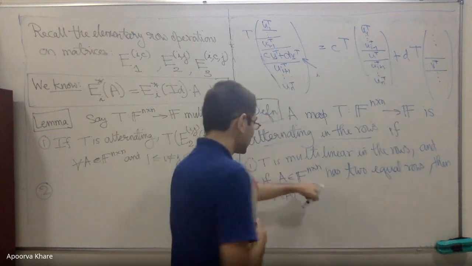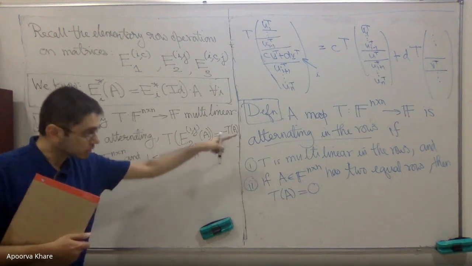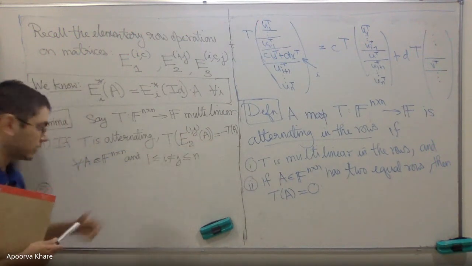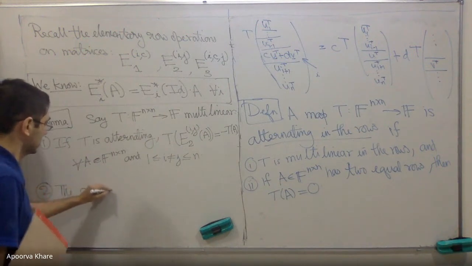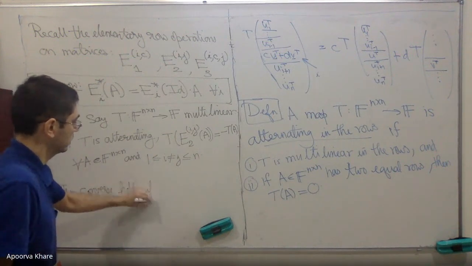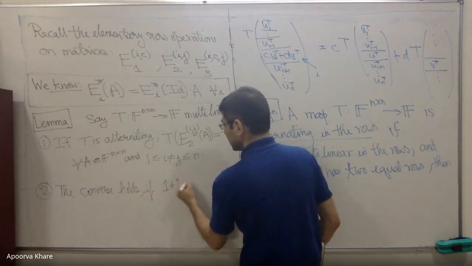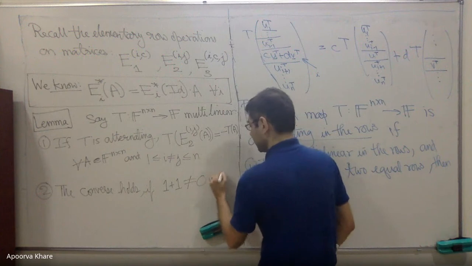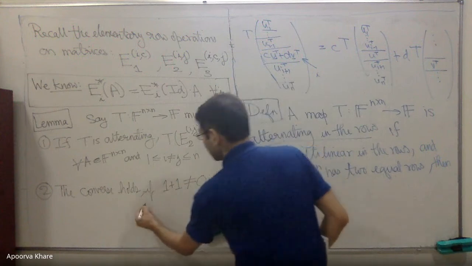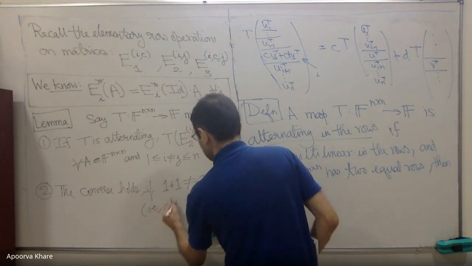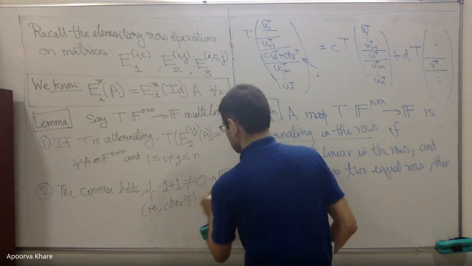The same way, the word alternating does not suggest this. It suggests this, that you get a minus sign when you switch two rows. But we will use the weaker definition and imply this. And the converse holds under one sufficient condition; we need at least one condition. If 1 plus 1 not equals 0 in the field, it doesn't matter what dimension it is, you need that the characteristic is not 2. Okay, that is the condition.